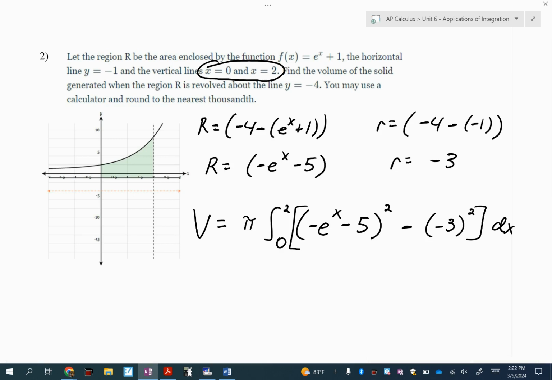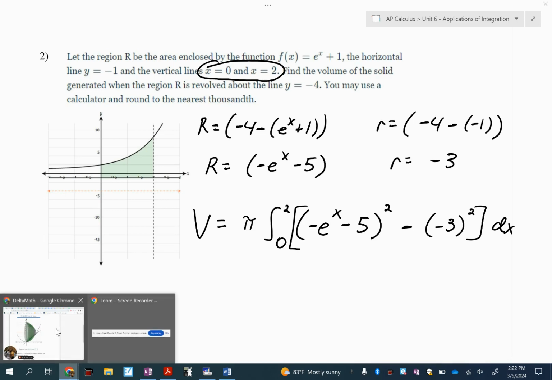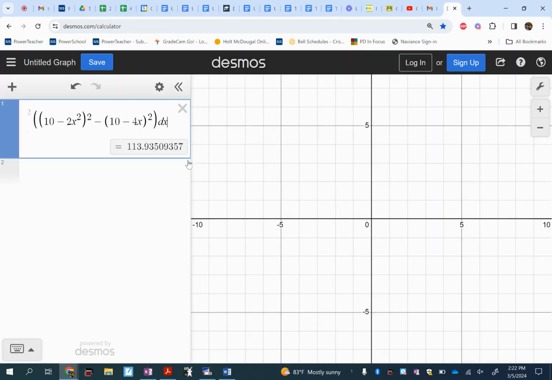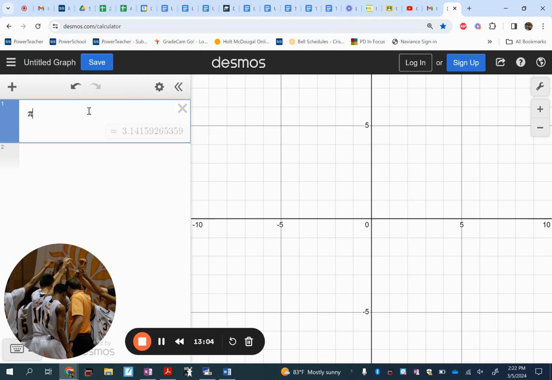Don't forget to use another set of parentheses instead of brackets when you use Desmos to do it. All right, let's type it in. I have not tried to graph it with this in Desmos, but I'm sure you could. So let's do pi int 0 to 2. We have, I believe it was the opposite of e to the power of x. I forgot, was it -5? -5, okay. And then minus -3 squared.